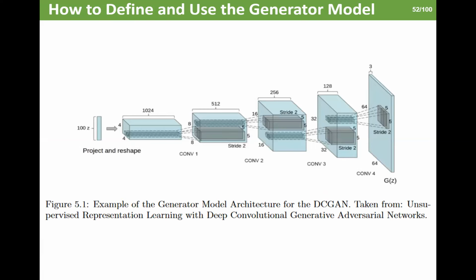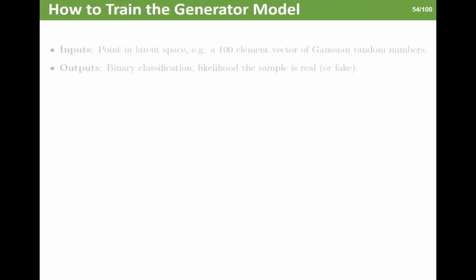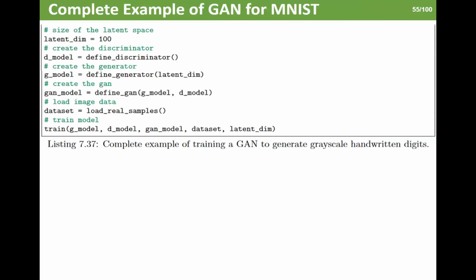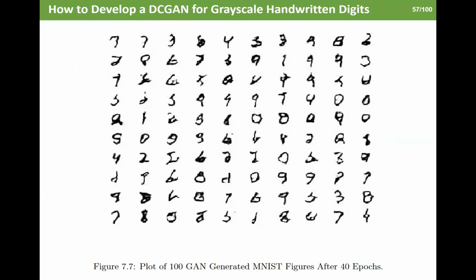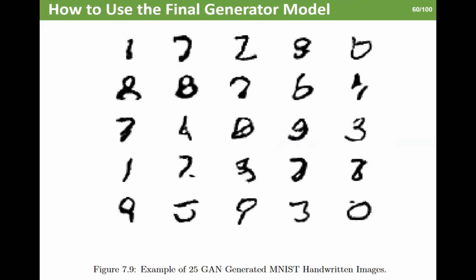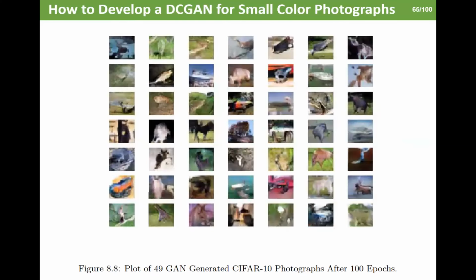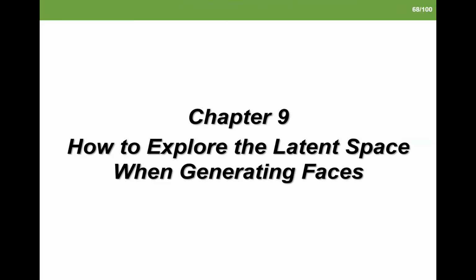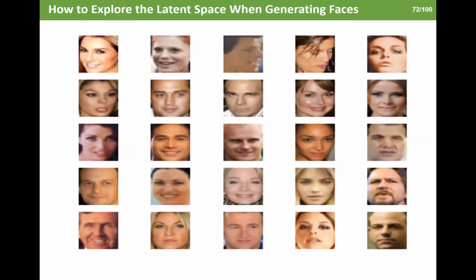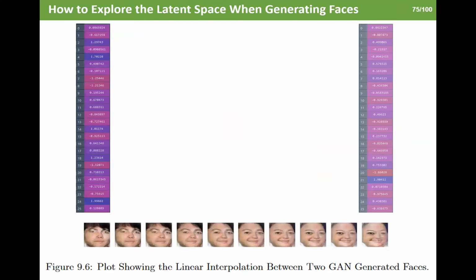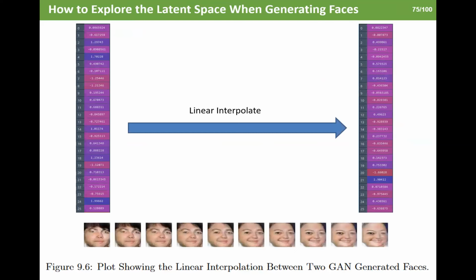What was this? This is a generator, right? And then we start off. Okay, see this for small photographs. I'll just skim over this. Faces we've seen. So this is where you linearly interpolate from one face to another.